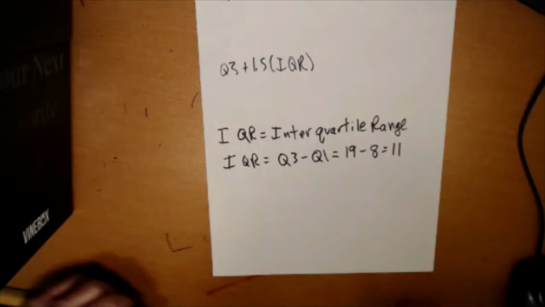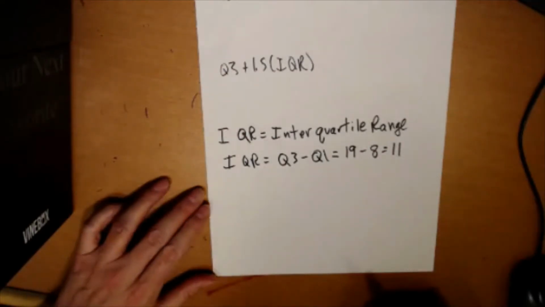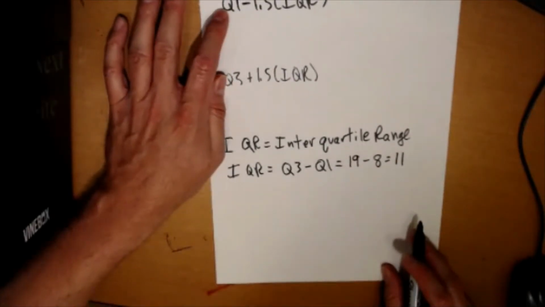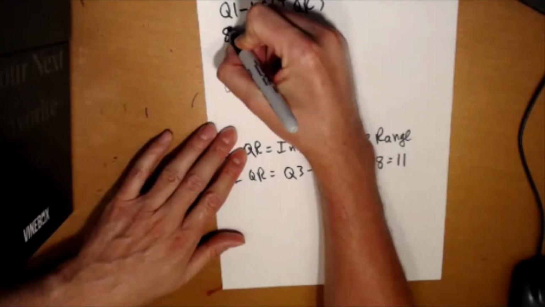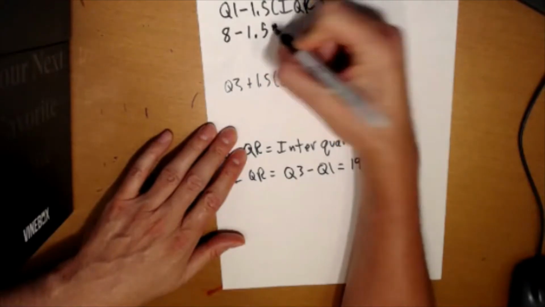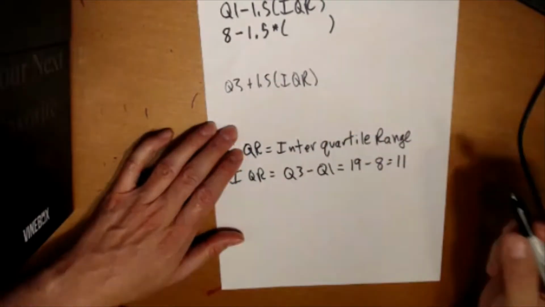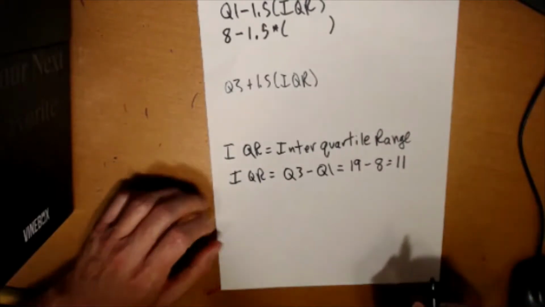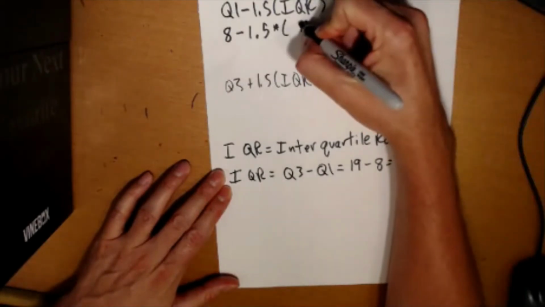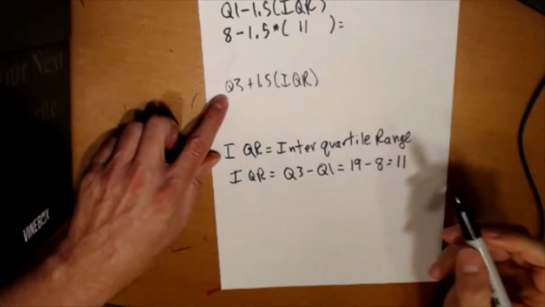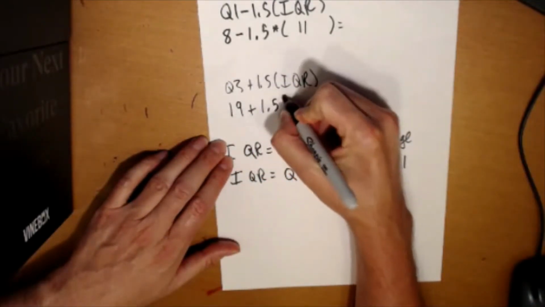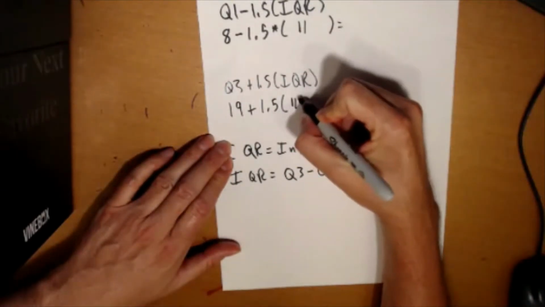Where are we? Okay, we're 11 minutes into the video. Amazing. So now if we bring it back up here, outliers are below this number. So Q1, 8, minus 1.5. Oh, people really like when I put a star there or a multiply sign. They go, oh, you mean when they're sitting next to each other, that means multiply? Yeah, it does. The IQR was 11. Okay. And then plugging in the numbers here, Q3, so 19 plus 1.5, IQR of 11.